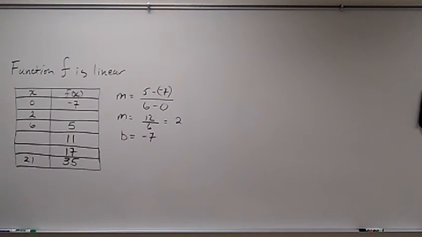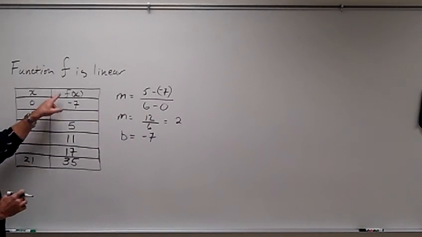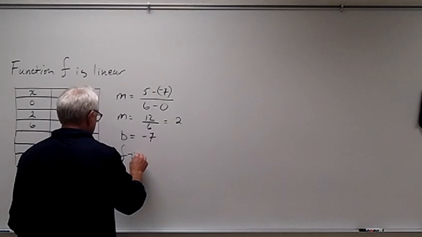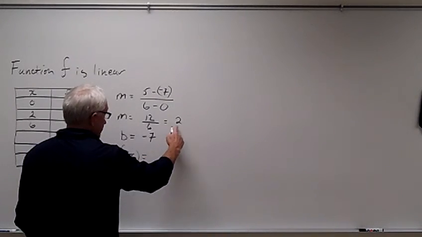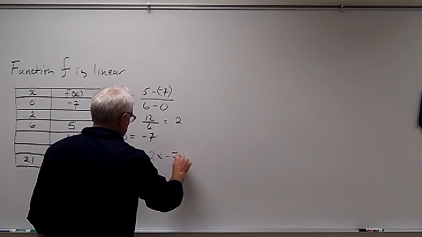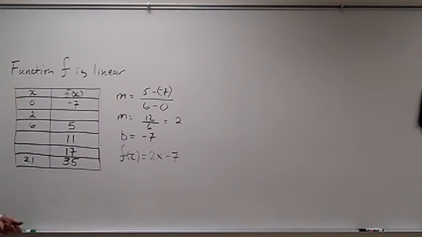Now we have enough information to write an equation in slope-intercept form. Since we're using function notation here, we'll continue with that and say that f of x is equal to 2x, and then our y-intercept, minus 7. So this equation describes the data in the table because we knew it was linear.